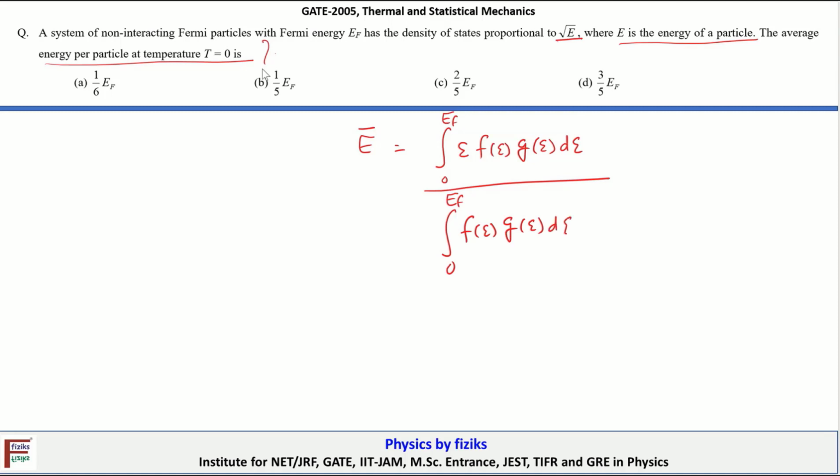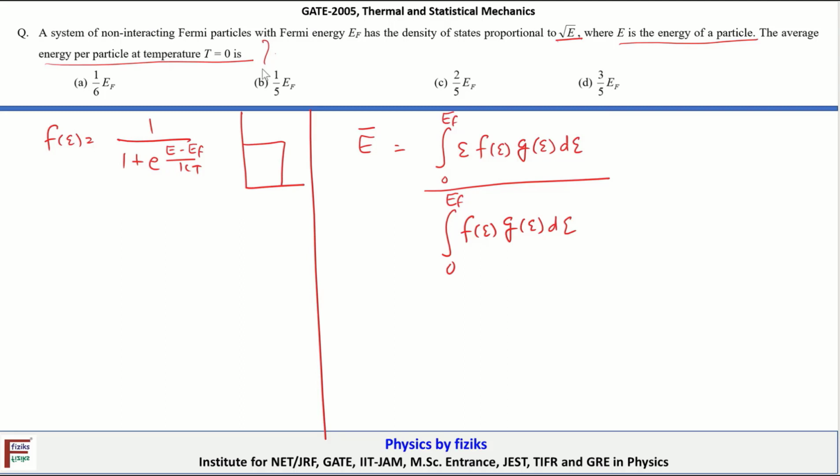Notice that in one of my previous videos from the GATE examination, I already talked about the properties of the Fermi-Dirac probability distribution function, F of E equal to 1 over 1 plus exponential (E minus EF) upon kT. This function has a behavior of this type at absolute zero. We are talking about the properties of the Fermi system at absolute zero. So this is F of E as a function of E.